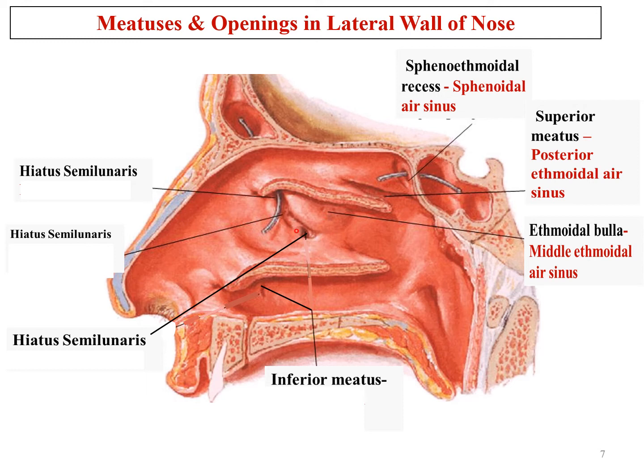Along this hiatus semilunaris, we will have, first of all, the most anterior part, the infundibulum. There will be the opening of the frontal air sinus. Then in the middle will be the opening of the anterior ethmoidal air sinus. And in the posterior part, you can see a large opening. This will be the maxillary air sinus.